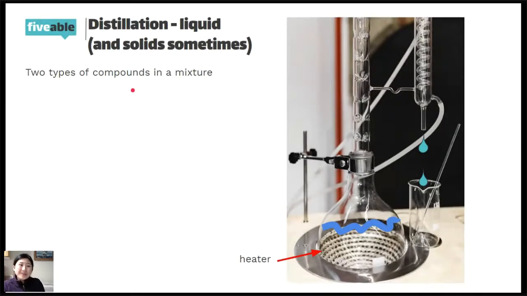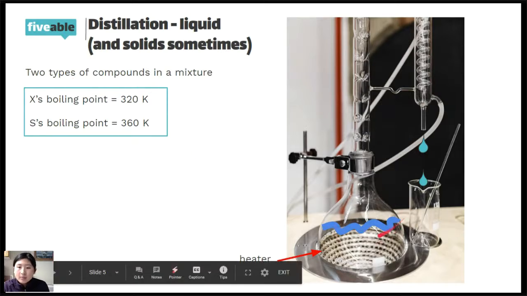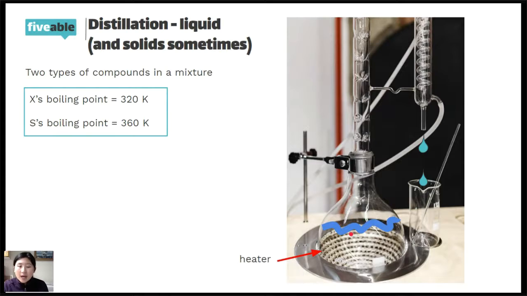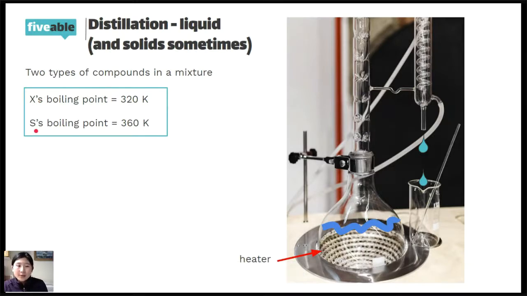So I'm on to the next slide. So this is kind of like a practice problem, all right? So pretend we're going to run a distillation lab experiment, and we have two types of components in this mixture, in this solution, all right? So let's pretend that the solution in this container is made up of two types of compounds. There's the X compound and there's the S compound.